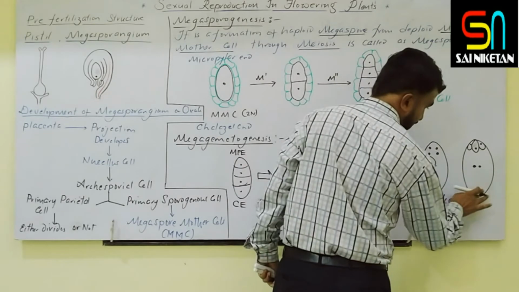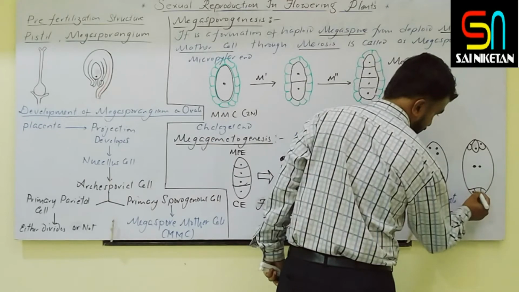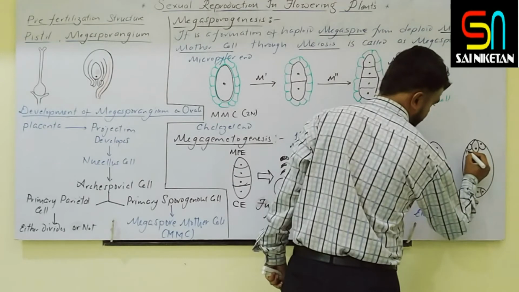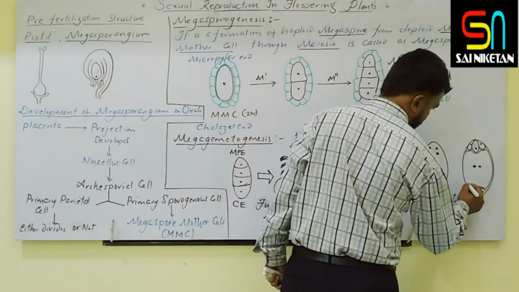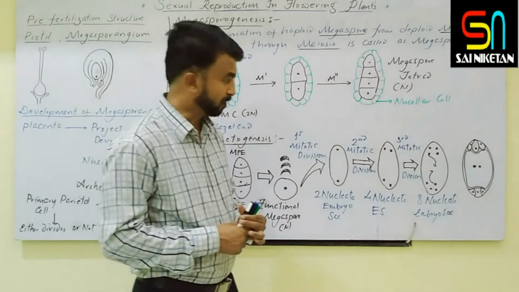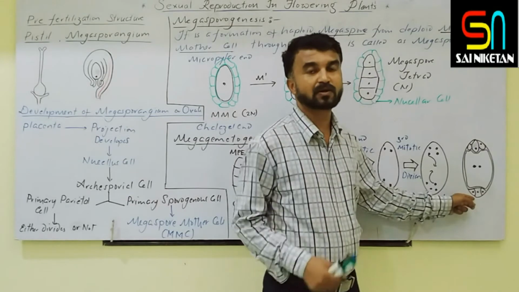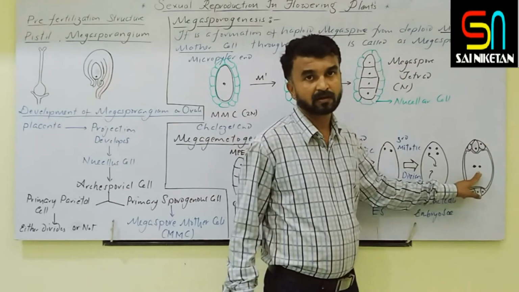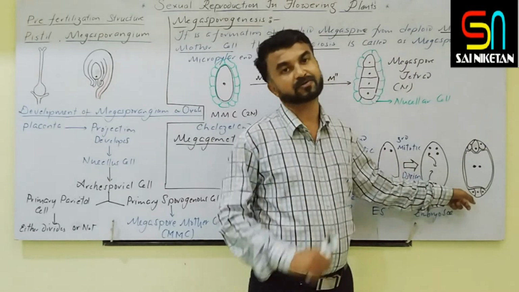Towards the antipodal end, again 3 cells are there: 1, 2, 3. The center cell is a larger one. This is a large central cell with the 2 nuclei. Now can you understand? Out of 8 nuclei, only 6 nuclei are covered with a cell wall and the remaining 2 nuclei are present in the one cell. Clear? So the specific name I have not told yet. So this is the embryo sac.